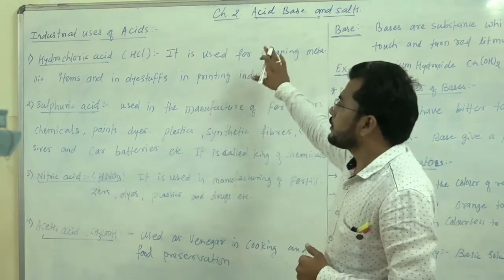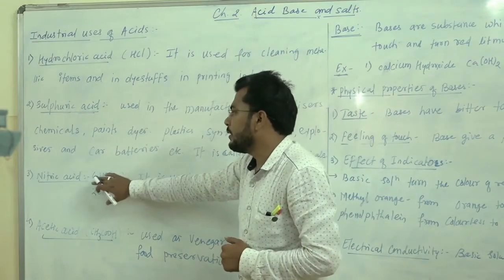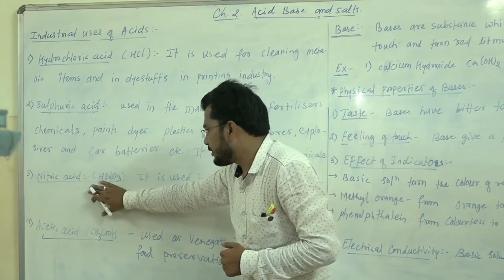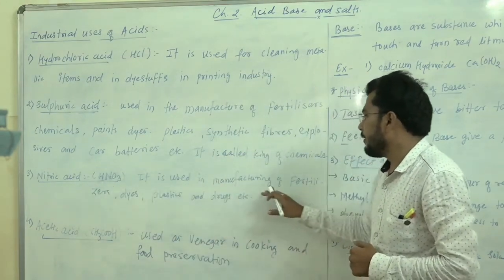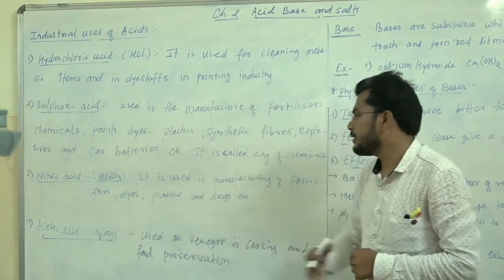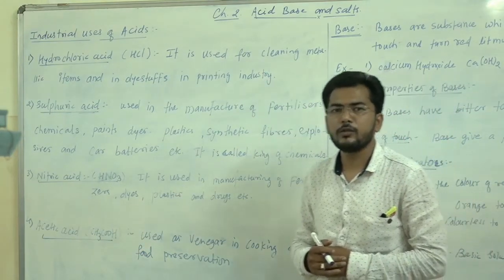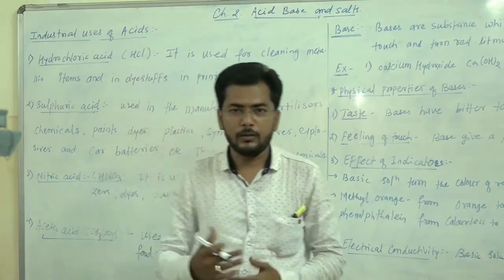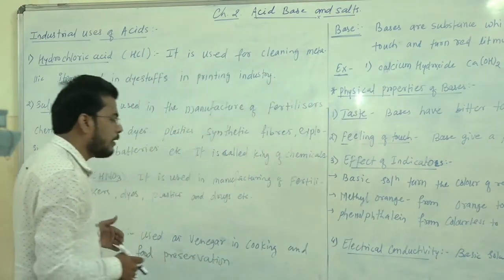Okay, so the third acid we will see is nitric acid. It is HNO3. It is used in the manufacturing of fertilizers, dyes, meaning colors, plastics, and drugs. This HNO3 nitric acid is also used for the manufacturing of drugs.